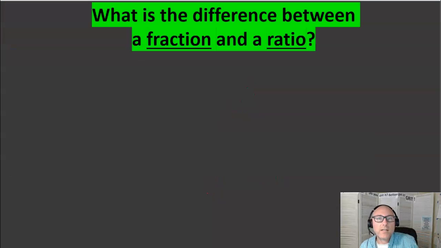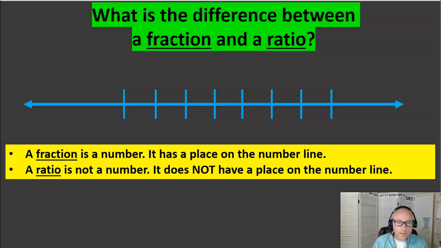So what's the difference between a fraction and a ratio? A fraction is a number. You can put it on the number line. Let's say this is 0, and we're going to do 3 halves. Where would 3 halves go? If this is 0, this is 1, this is 2, and this is 3. Aha! Well, half. This is 1 half, this is 2 halves, and this is 3 halves, which is the same thing as 1 and a half. Beautiful. So a fraction does have a place on a number line. So 3 halves does go on the number line.